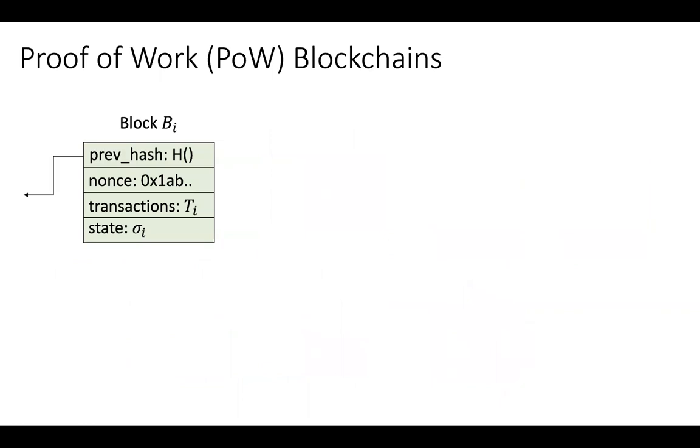So in Proof of Work Blockchain, a set of nodes maintain an append-only distributed ledger where they add blocks, and each block has the following structure. The block points to a previous block with a previous hash. The block also contains a list of transactions, Ti, and also a state, sigma i, which is the state after executing all the transactions up to block Bi. The block also contains a nonce, which is the solution to the proof of work puzzle.